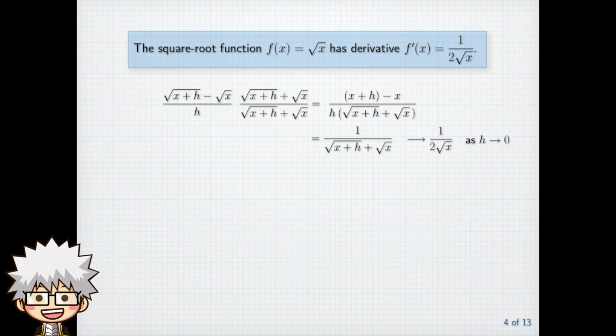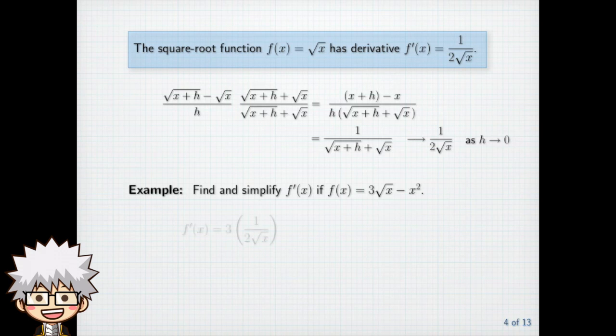Example. Let's find and simplify f prime of x if f of x is 3 times the square root of x minus x squared. We'll first write the derivative of the first term, which will be 3 times the derivative of the square root of x, or 3 times 1 over 2 times the square root of x, and then the second term gives us minus 2x using the power rule.